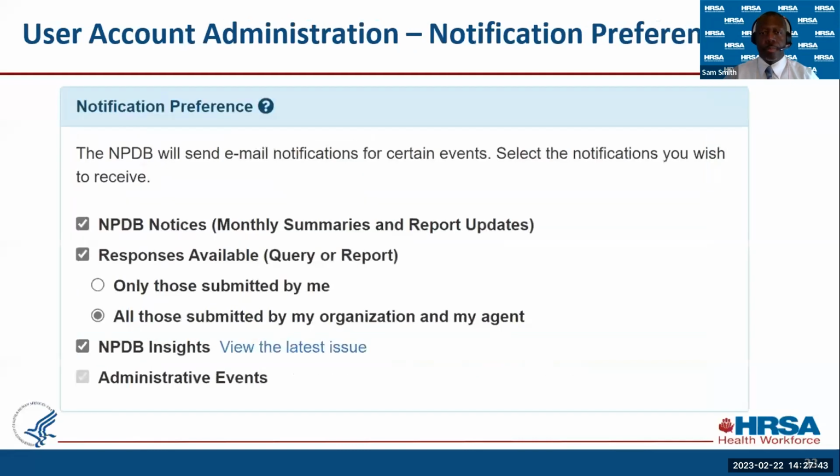All users can set their notification preferences. The NPDB can notify users of report disclosures and query responses, and users can view the latest issue of the NPDB Insights newsletter. For accounts with the administrator role, the administrative events notification preference is automatically selected by default and must remain. They are events such as when it's time to renew your NPDB registration, the successful processing of your organization's registration, and activation, deactivation, or update of an organization entity relationship or organization agent relationship.